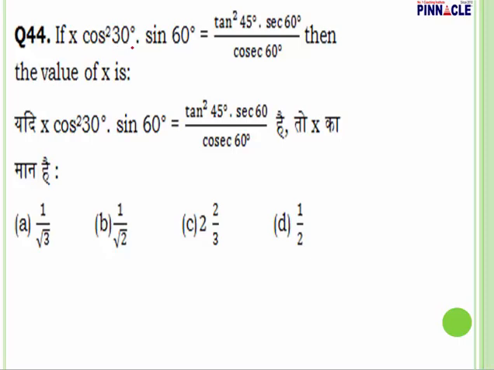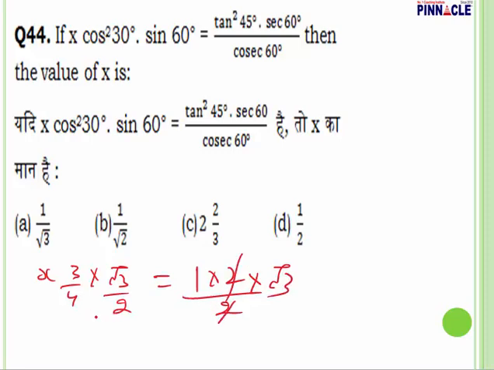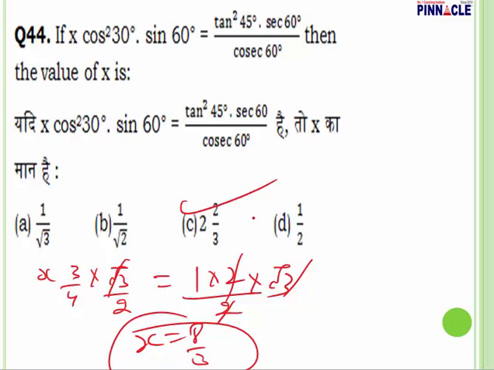If x cos square 30 degree into sine 60 degree is equal to tangent square 45 plus secant 60 plus cosecant 60, we have to find the value of x. So you can write here x into cos 30, root 3 by 2, so square of that would be equal to 3 by 4. Sine 60 is root 3 by 2. Tangent 45 is 1, square of 1 is equal to 1. And secant 60, secant is opposite of cos, cos 60 is 1 by 2, so secant is 2. Cosecant 60 degree, sine 60 is root 3 by 2, so cosecant would be 2 by root 3. In other words, x is equal to 8 by 3. C is the answer.